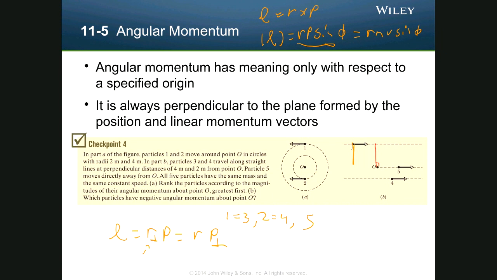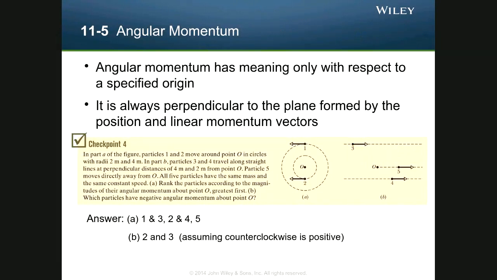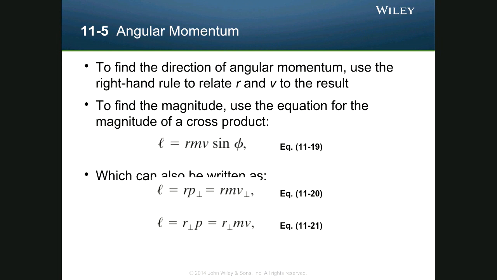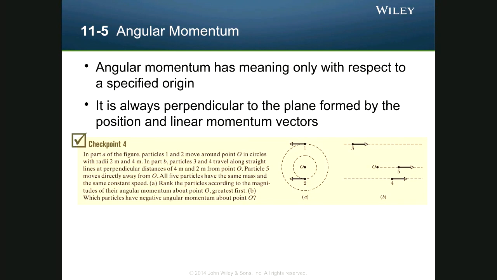So let's move on with our conversation of angular momentum. Oh, we didn't do part B. Oops. Let's do part B. No, I did part A. So B, which of the particles have a negative angular momentum?